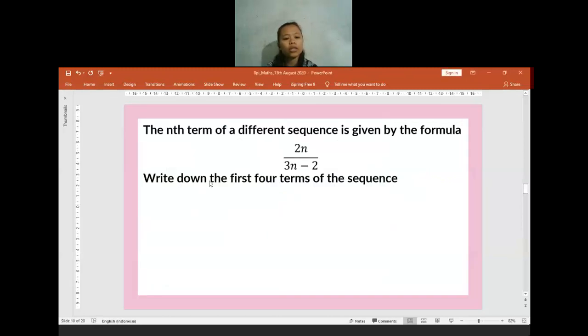Okay, now I have another question in here. There is an nth term for a sequence. The term is 2n over 3n minus 2. Now we need to find the first 4 terms. First 4 terms means we have to find the first, the second, the third, and also the fourth term. So if we are going to find the first term, we will replace the letter n with 1.